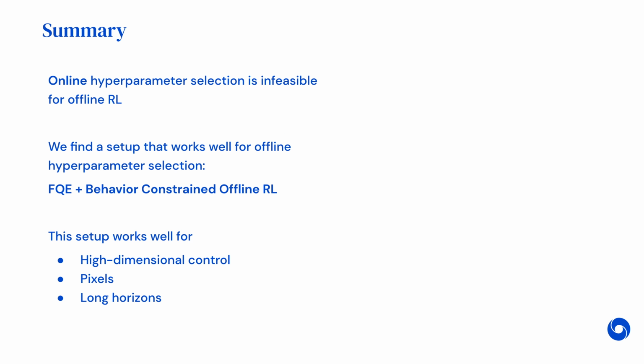In summary, online hyperparameter selection is infeasible for offline reinforcement learning. But we found a simple setup that works well for offline hyperparameter selection, using fitted Q evaluation and behavior-constrained offline RL algorithms, and a simple statistic. This setup works well for high-dimensional control, pixel observations, and long time horizons, and works significantly better than some recently proposed methods.